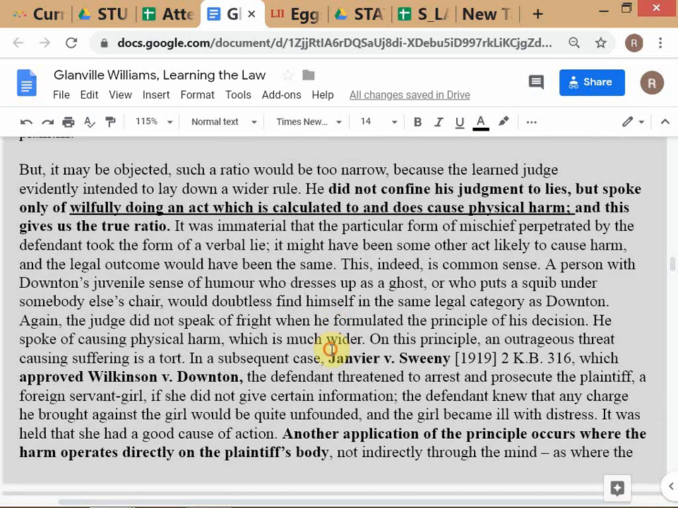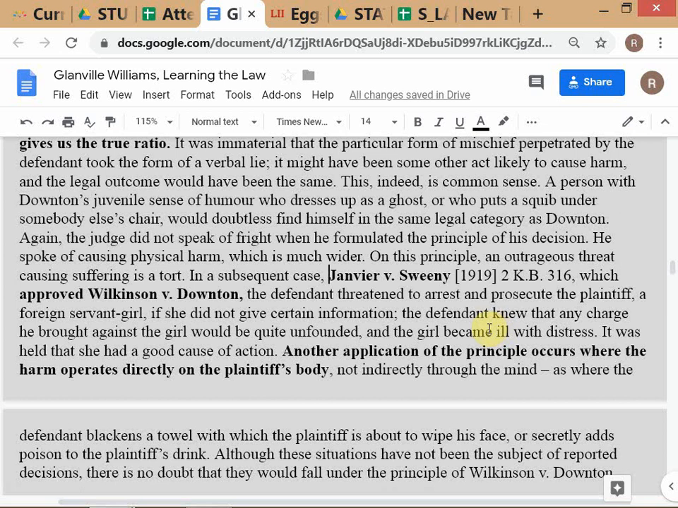here, they're talking about a different case which comes up later. Remember, Wilkinson v. Downton is in the 1890s, and this other case, Janvier versus Sweeney, comes up in 1919, where you have the situation where a guy threatens a foreign servant girl, and he tells her that unless she gives him some information, he's going to prosecute her. Okay, so then the girl became, obviously, maybe there are some problems with her immigration status, so she was nervous, and she became ill with distress when she was threatened in this manner, because the guy said that I'm going to report you to the police and all that. So therefore, this girl became ill, and then the person who made the threats to the girl was held liable by the court, and in doing so, the court essentially, what they're saying here, they approved Wilkinson versus Downton.